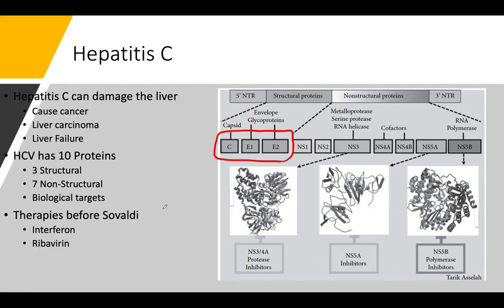So before Sovaldi was put on the market, which is the brand name for Sofosbuvir, interferon and ribavirin were being used. Again, ribavirin is not very specific, and it can also attack the actual host. It can interfere with host synthesis of oligonucleotides. Now, interferon, we've mentioned before, is expensive, and there are toxicities associated with it. And so creating new treatments was important.